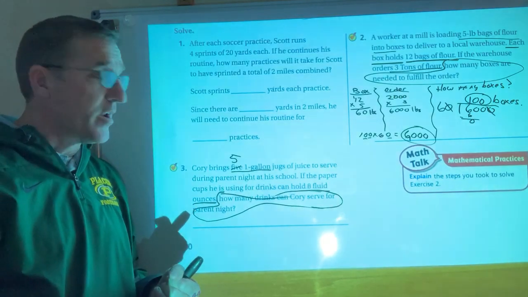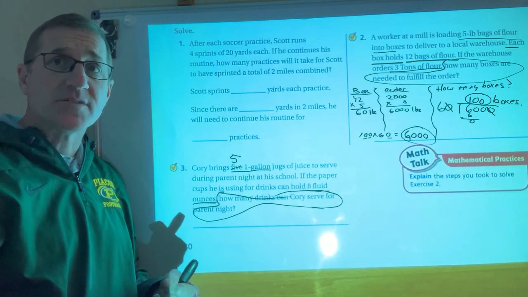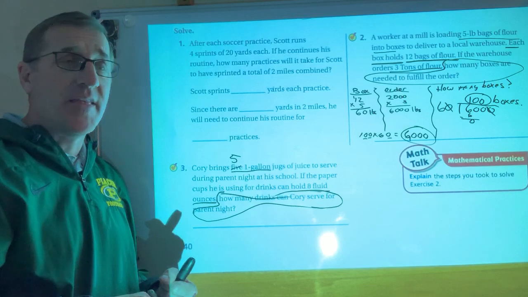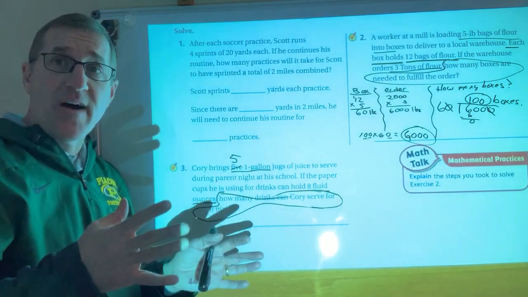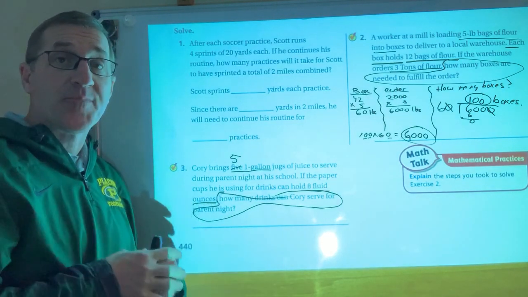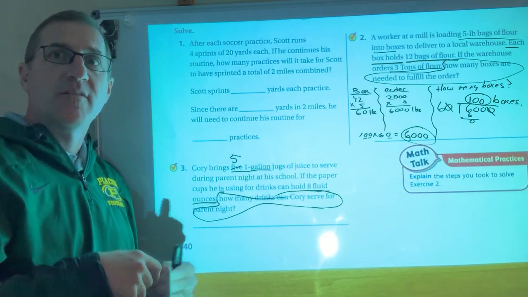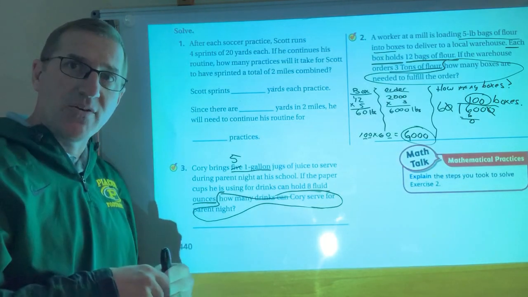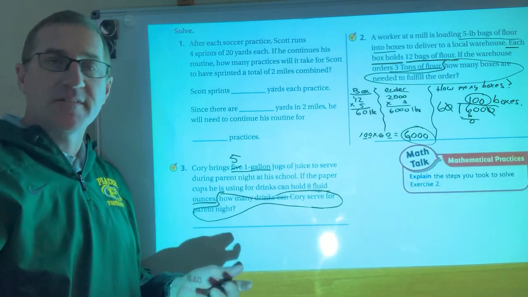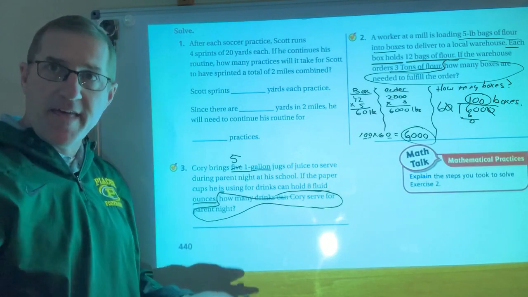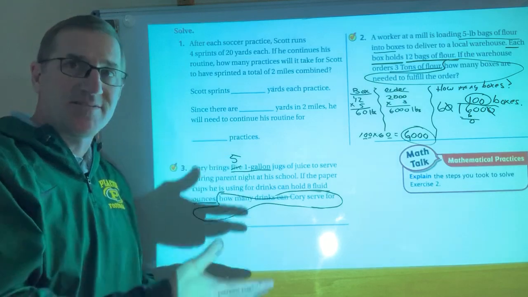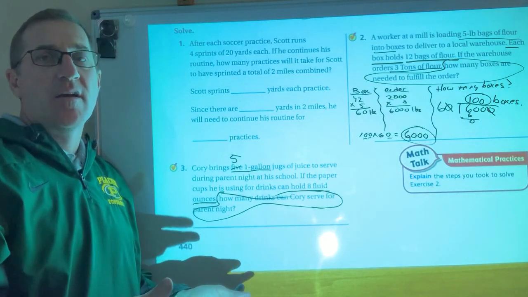You could say, well, I want to go to quarts. I'm going to do 5 times 4 because there's 4 quarts in a gallon, right? That's 5 times 4 is 20. And then I'm going to multiply that by 2 to get my pints, 40. And then I'm going to multiply that by 2 to get my cups, right? And then I'm going to multiply that by 8 to get my ounces, okay?